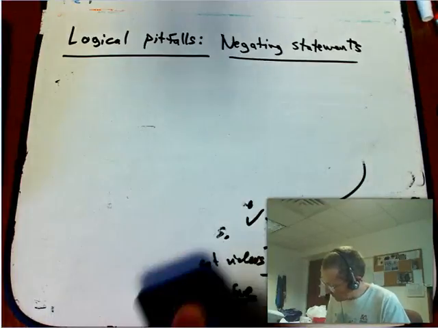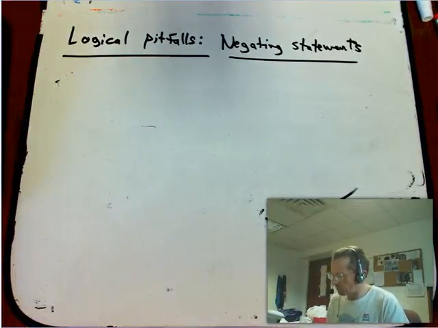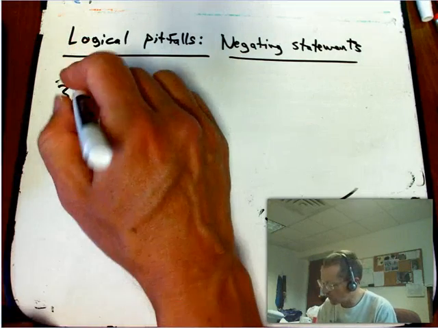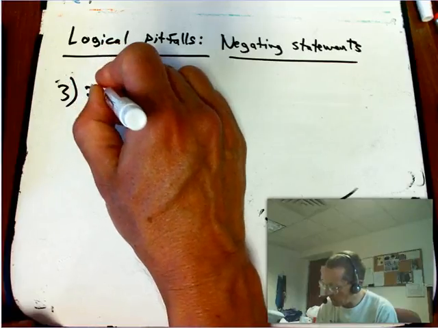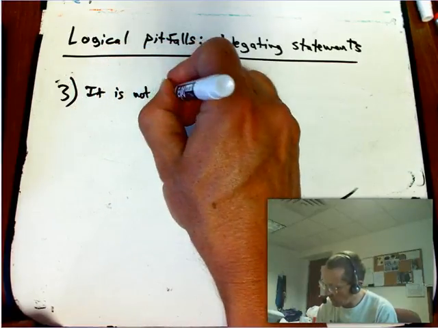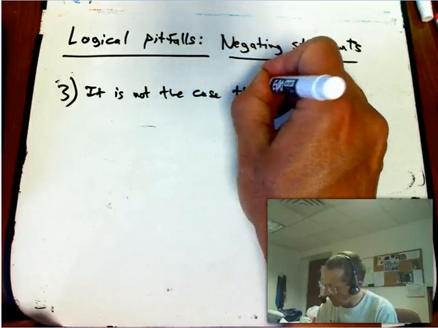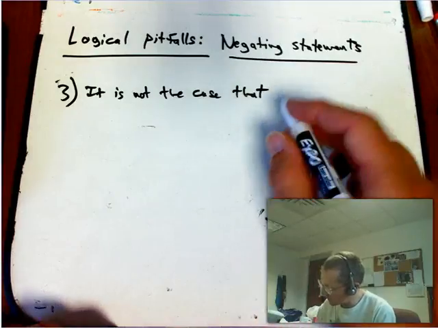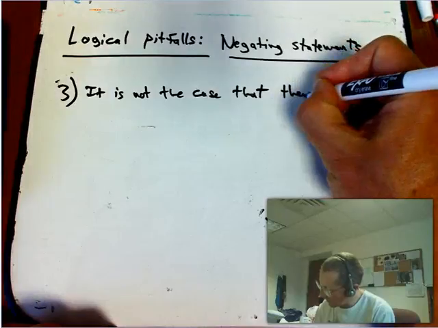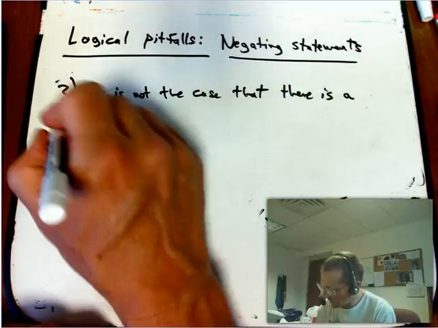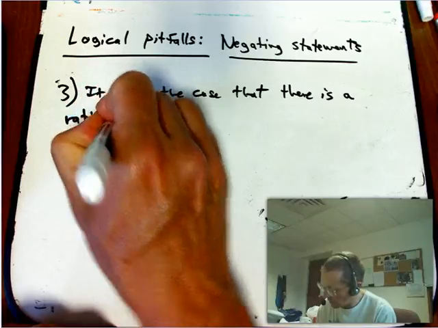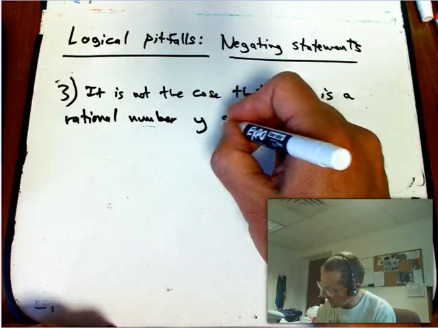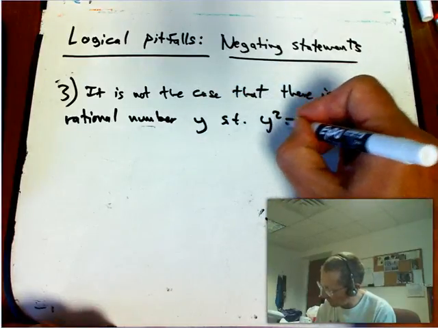with a more number theoretic statement relating to some of the stuff we were doing before. Here's a true statement. Let's say this is statement 3. It's not the case, and that's what the little tilde is a nice shorthand for, it is not the case that there is a rational number, say y, such that y squared equals 2.